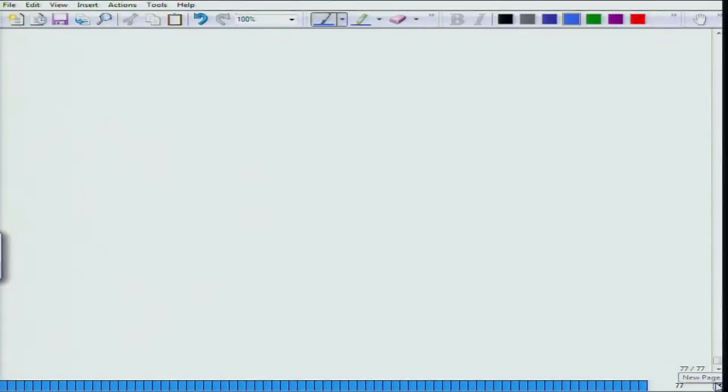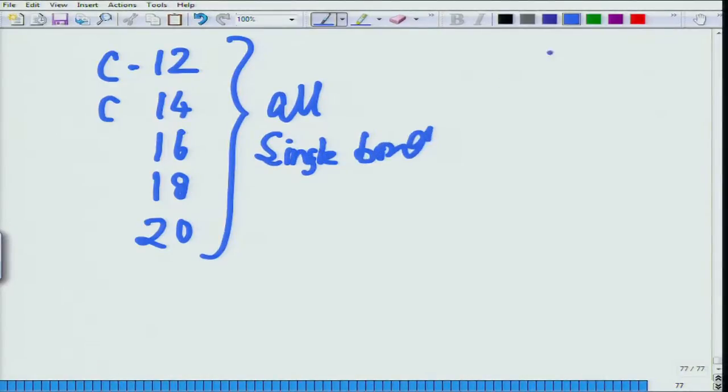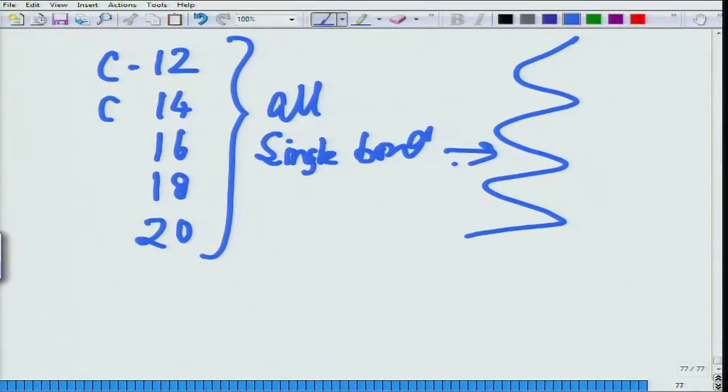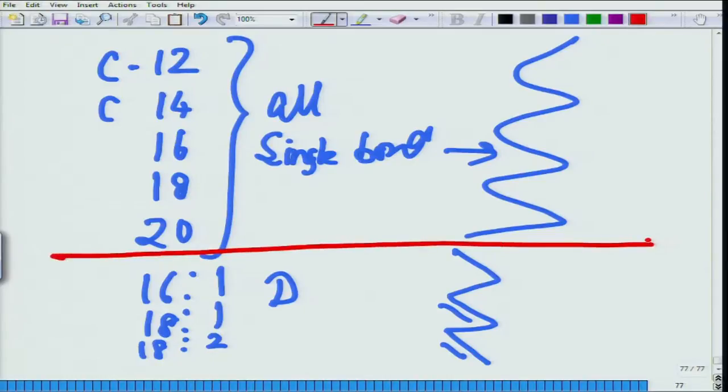So, if we were to classify them, they could be C12, they could be 14, 16, 18, 20, and this is assuming all single bonds on the chain, like on this chain all are single bonds, there are no double bonds. Yet there could be a situation where you will see 16:1, 18:1, or something like 18:2, or 18:3 or 20:4. So that means at those different positions there are double bonds, and based on that, if I had to classify, it is something like this. So there are double bonds.